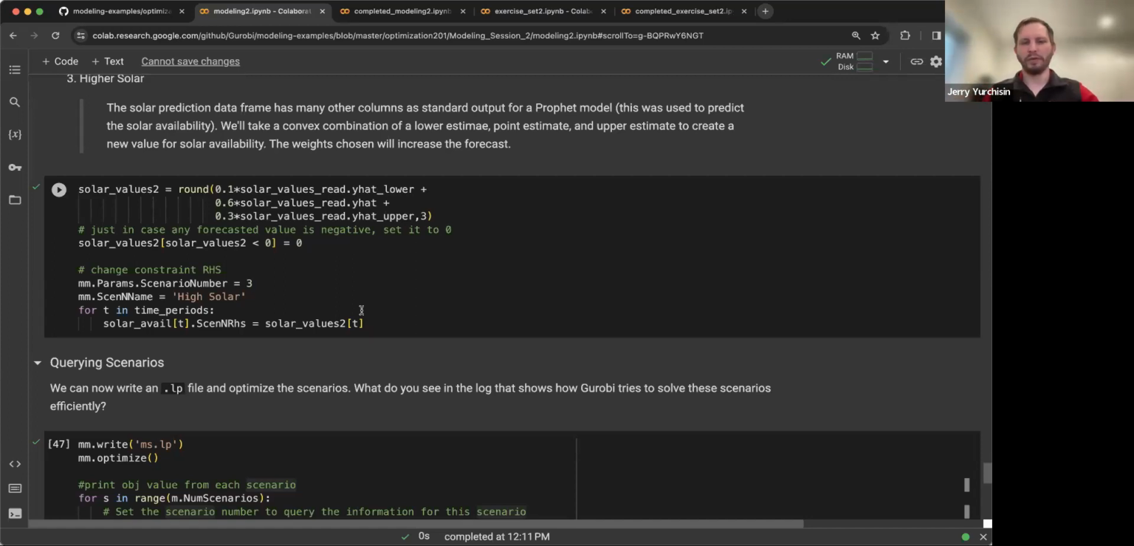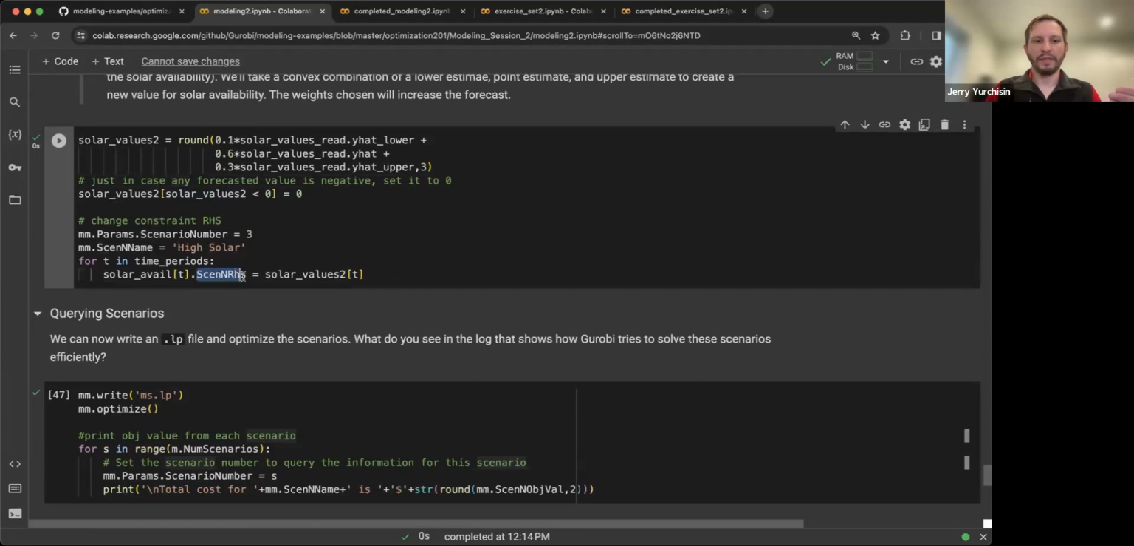You can come up with these solar values, this sort of new forecast, any way that you want. Maybe you have a completely different model, or however you want to do that is up to you, but we have a new solar forecast. And I added this line here just in case, because some of the forecasts are actually negative, which again doesn't make sense. Let's just set them to be 0 so we don't have anything weird. And this is scenario 3. We're naming it high solar.